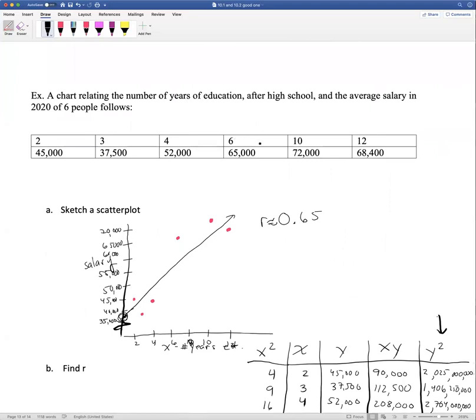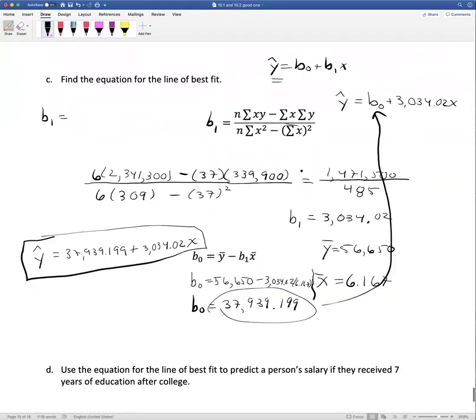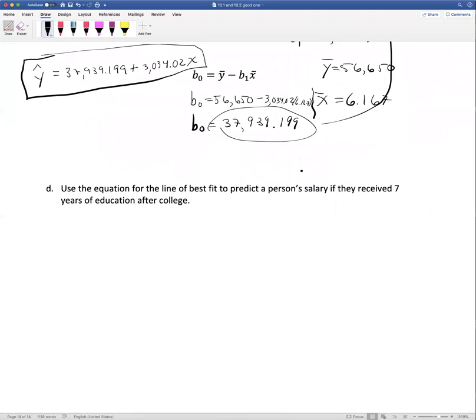So what we can do is use this equation. Now remember that our x values represent the number of years of education after high school. So we can substitute 7 in for x in that equation that we just did, and see what value we get for y. And that will tell us approximately what a person's salary is, and it should fit fairly nicely on that line. So let's do that.